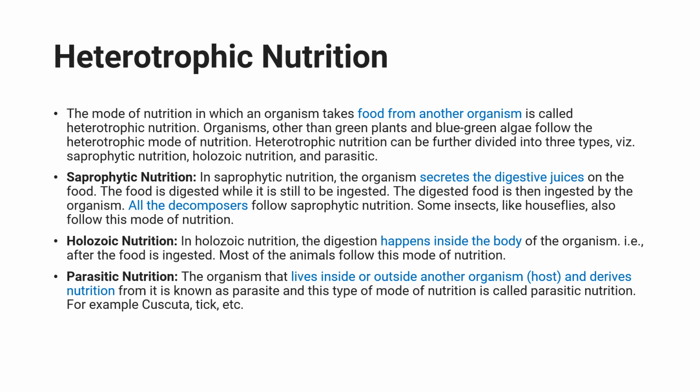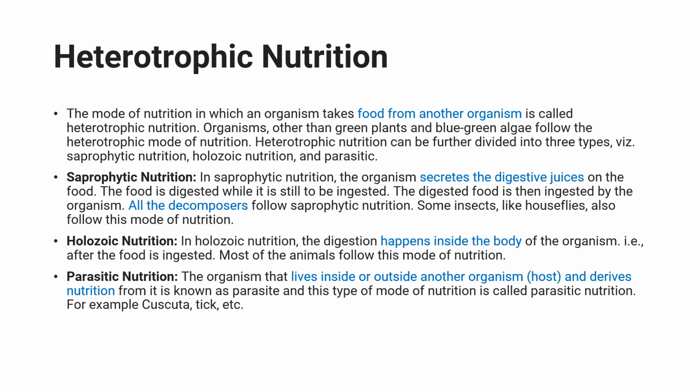What is saprophytic nutrition? In saprophytic nutrition, the organism secretes digestive juices on the food. The food is digested while it is yet to be ingested. The digested food is then ingested by the organism. All the decomposers follow this saprophytic nutrition. Some insects like houseflies also follow this mode of nutrition.